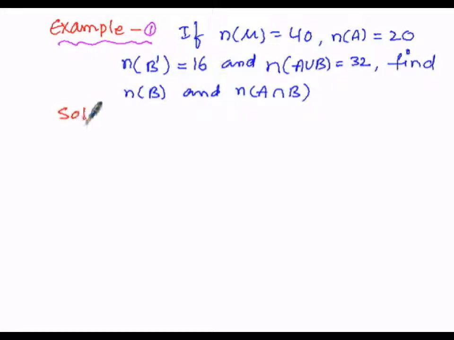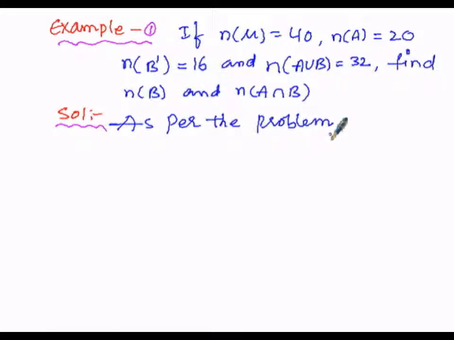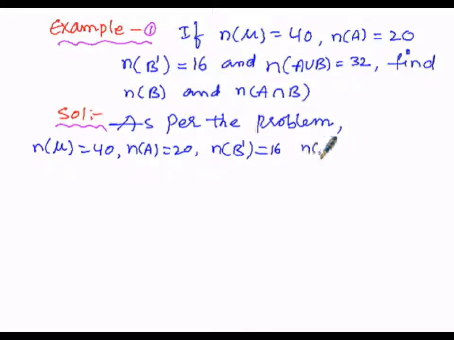So the solution starts now. In our solution, as per the problem, the quantities which are given for us are: N of mu is given as 40 and N of A is given as 20. N of complement of B, that is N of B dash, is equal to 16 and N of A union B is given as 32.